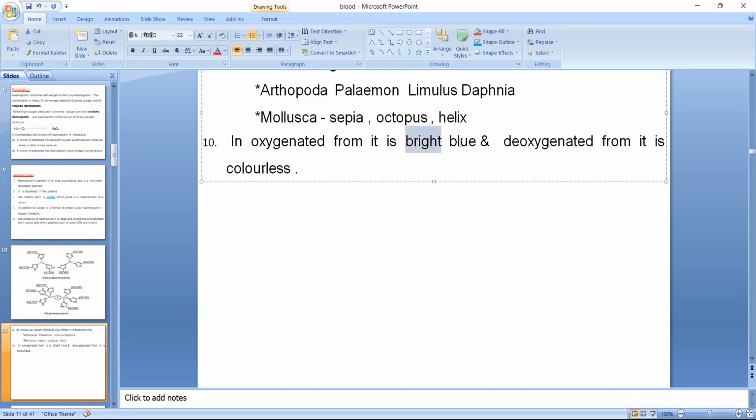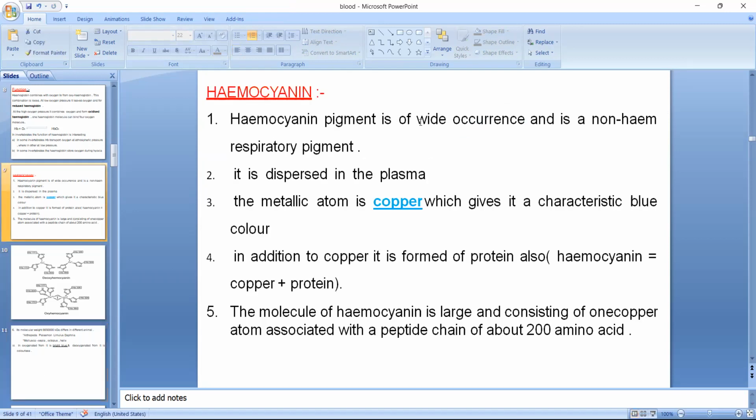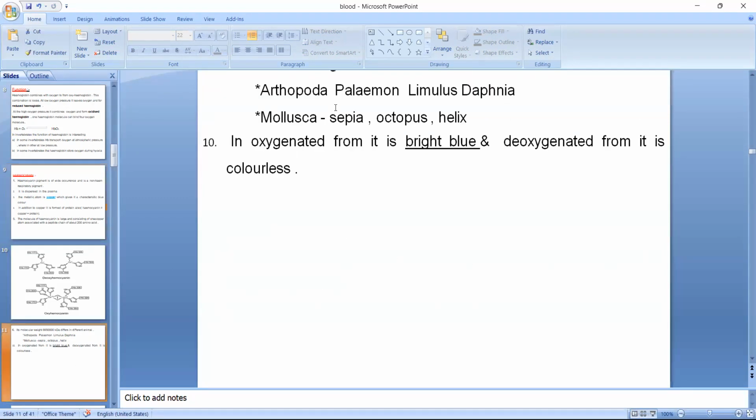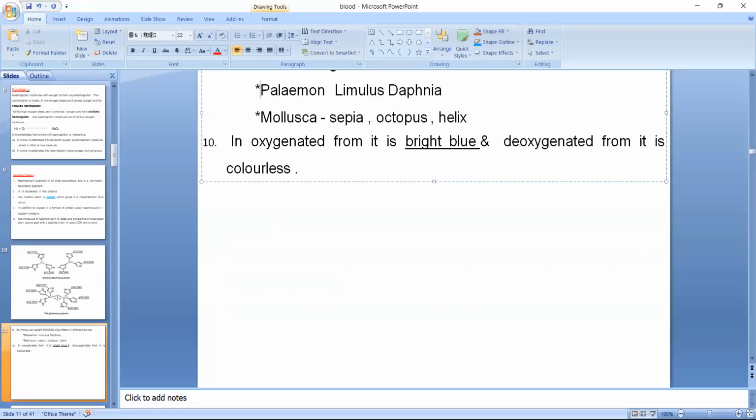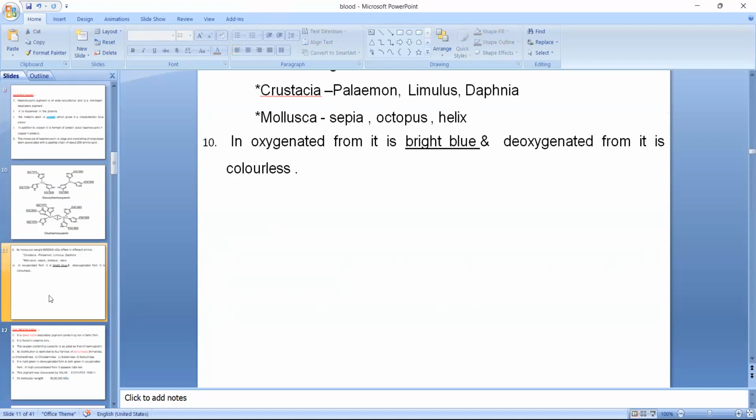Maybe this may be asked, not directly as a part of a question. Anyway, you have to remember hemocyanin, a copper-containing respiratory pigment, and it is present in crustacea of arthropoda, and Limulus, Daphnia, all these are other arthropods. And mollusca, sepia, octopus, helix, bright blue color. That is about the hemocyanin.